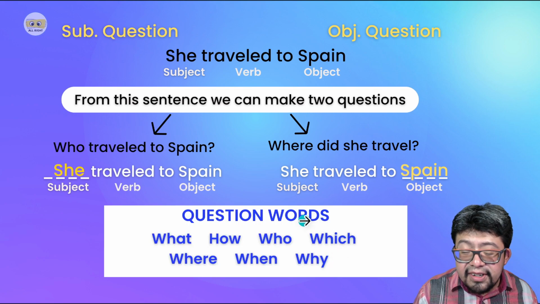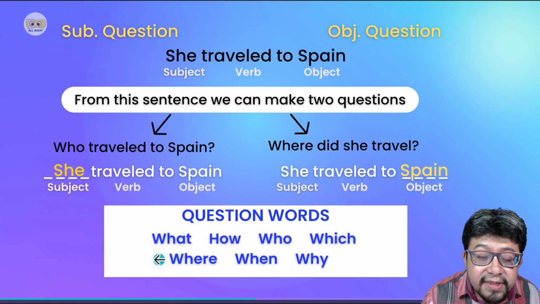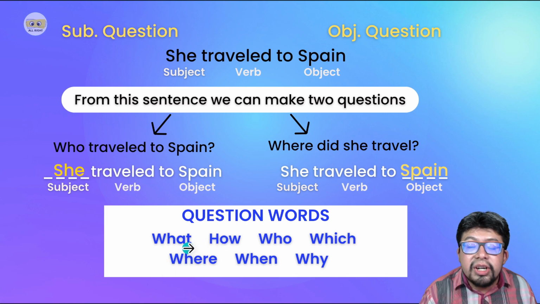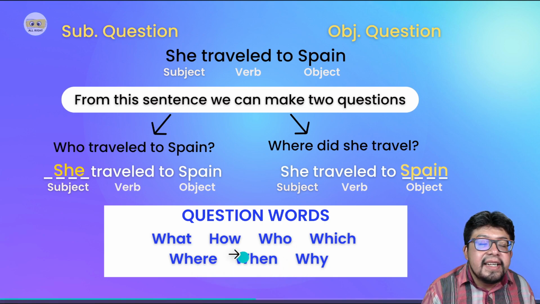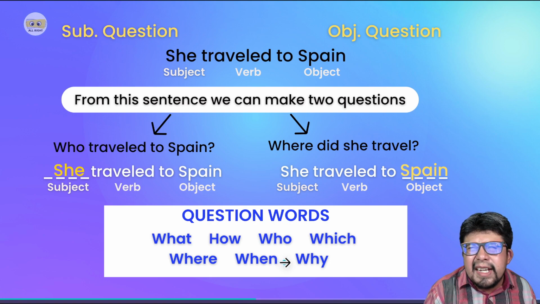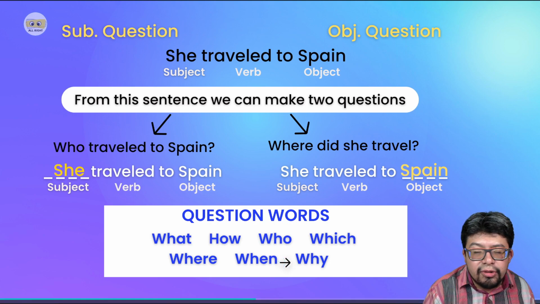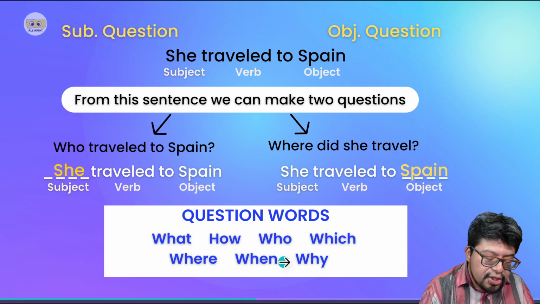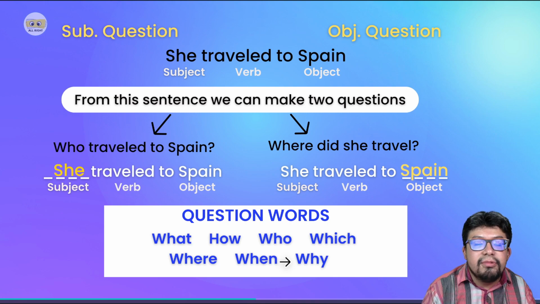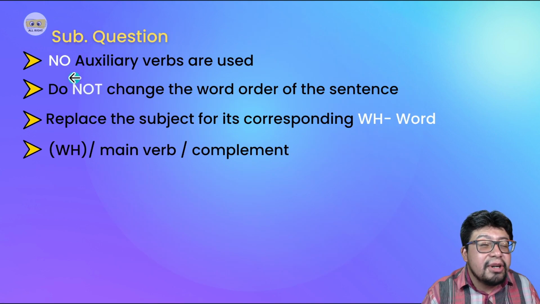So as you can see here, we have question words, which are commonly called the WH questions, which are what, how, who, which, where, when, and why. Estas son las palabras de pregunta que usualmente llevan WH, por eso se quemaron la cabeza poniéndoles WH questions. And these are the particles that we are going to be using for these questions. Let's get into subject questions.